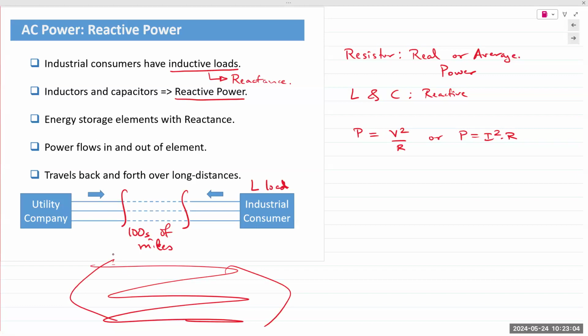Let's say if it requires 10 units of energy, the utility company sends 10 units of energy, and then the industrial customer might use, depending on its requirement on that day, might use like 6 units for the resistive portion and 4 units for the inductive portion. Okay. But what happens is that those 4 units in the inductive portion will be sent back to the utility company. And then the next half cycle, it again goes back to the inductive load and then back and forth constantly.